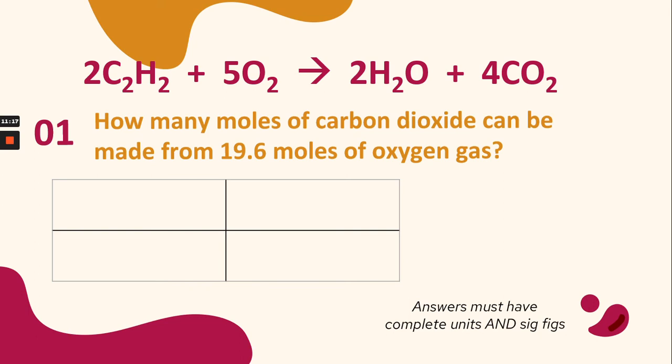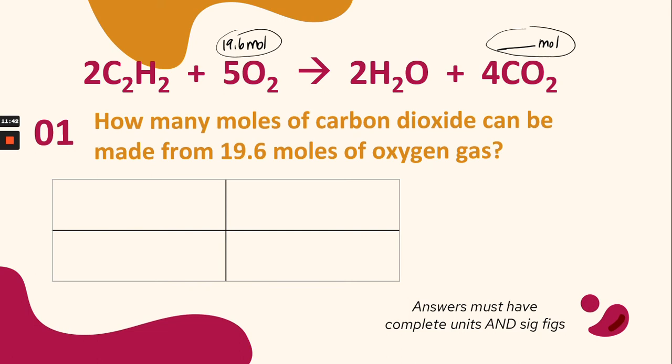So here I've got a combustion problem for us, and here is the question. It says how many moles of carbon dioxide can be made from 19.6 moles of oxygen gas. I'm going to write this up here because this is what I'm looking for. I like to write that up here so I can tell what I'm doing. So I'm trying to take these moles of O2 and turn them into these moles of CO2.